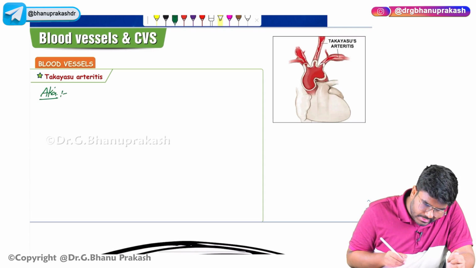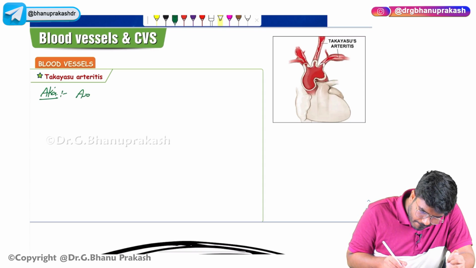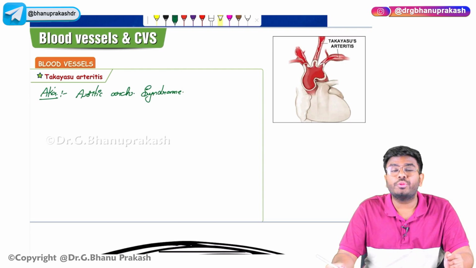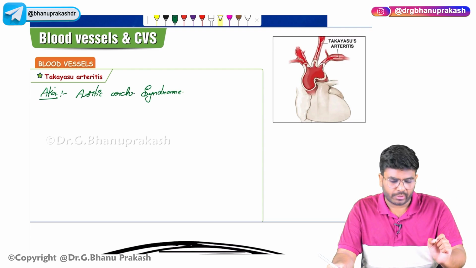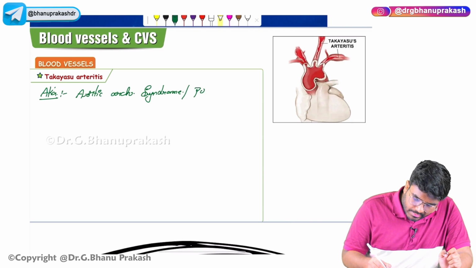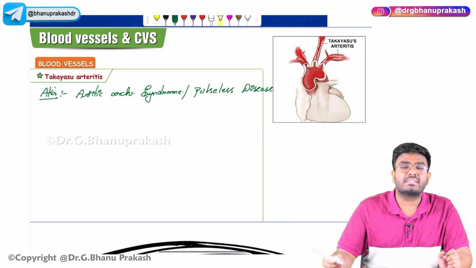Now, this Takayasu Arteritis is also called aortic arch syndrome. Why? Because I have already shown you the aortic arch is going to be affected. There is one more name. It is also called pulseless disease.